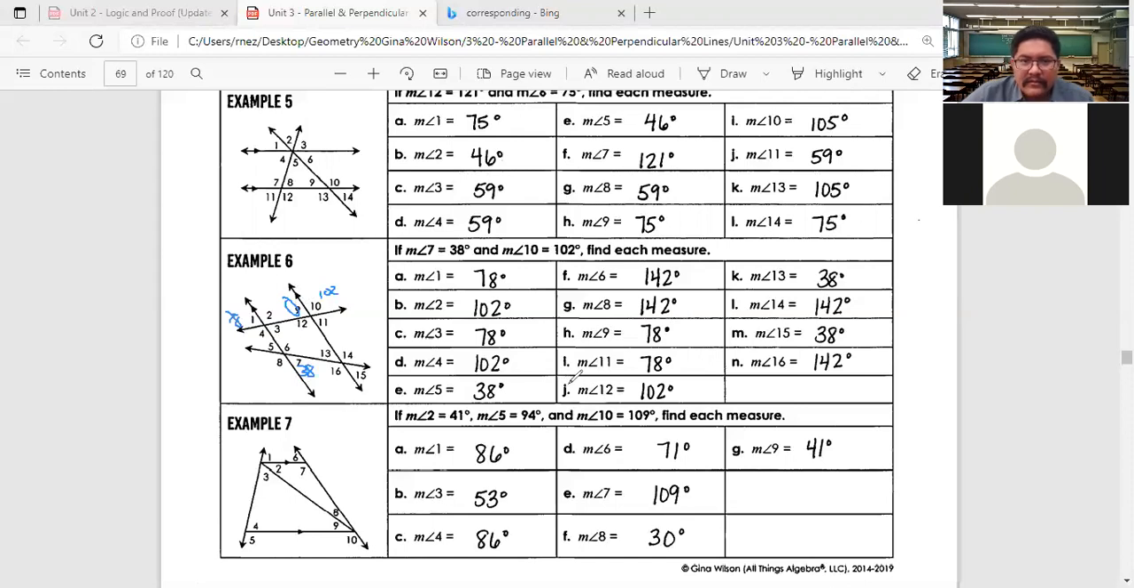All right, in this case, we're looking at angle 12. That's going to be 102 because 10 was our given. And if we look at the vertical, that's 12. So 12 would be 102.